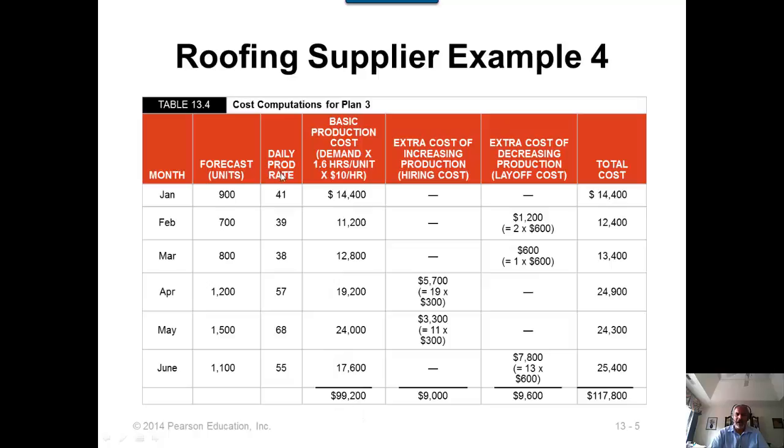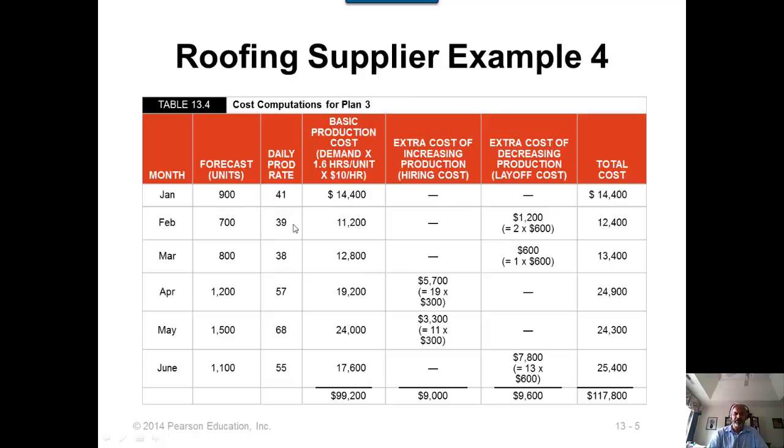Now you're going to do hiring and firing. So first month we'll assume that there is no hiring and firing. Next month, from 41 units a day you have to go down to 39. So there is no hiring or no increase in production, but there is a decrease in production rate of 2. So 2 times $600 per unit is the cost. Okay, so that's your cost. So adding this column and that column gives you the cost for the given month.